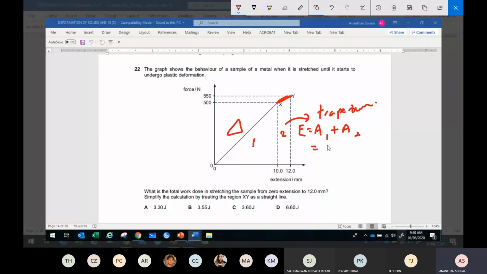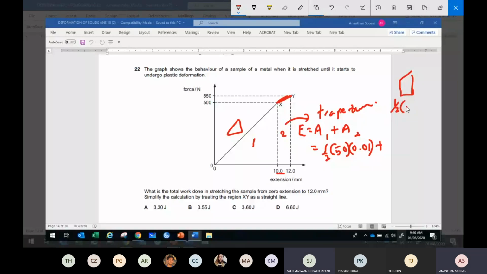Area of 1 is what? Half times how much? 50. The force is 50 times the extension, how much? 10 mm, so 0.01. Half Fx, plus A2. A2 is a trapezium. The shape is like this one.